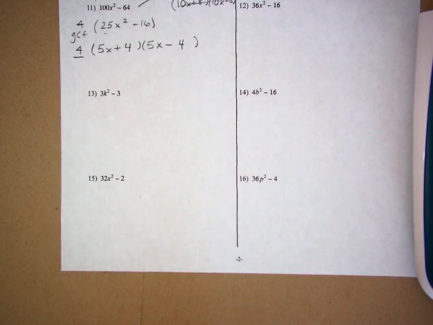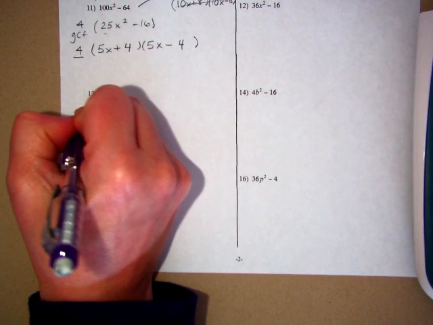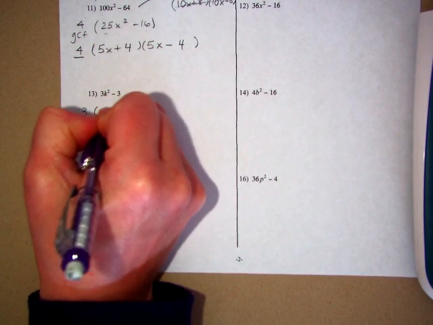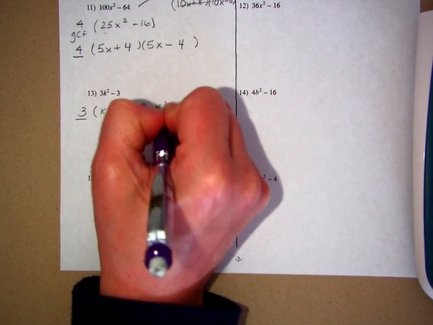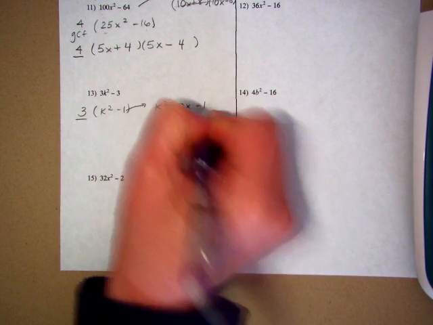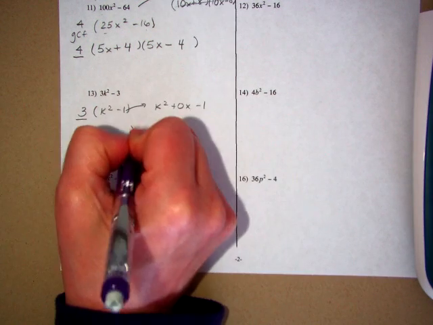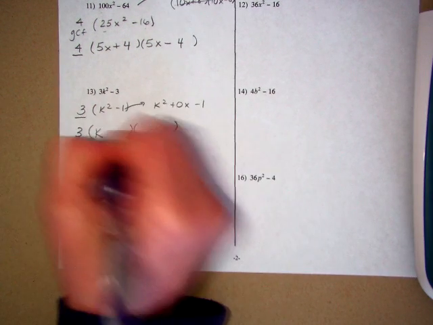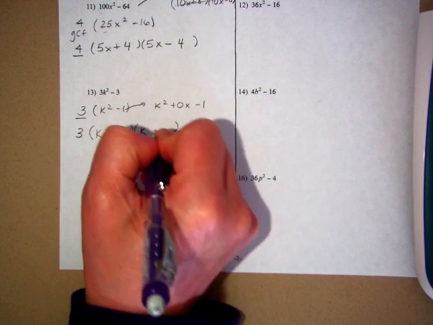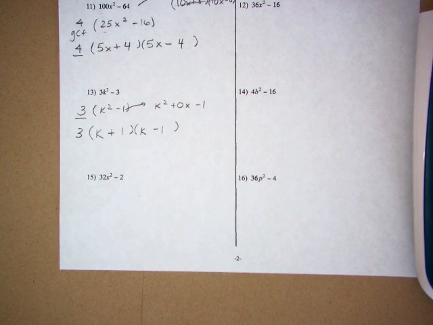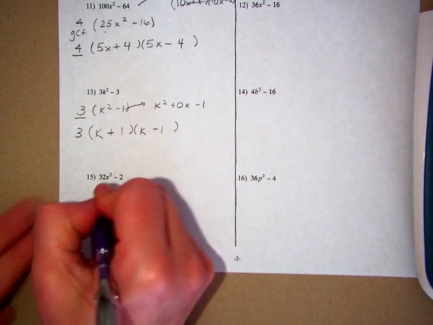Last two problems. Take out a 3, k squared minus 1. Remember, this could be k squared plus 0x minus 1. That's going to give me k and k, plus 1 minus 1, and I'm done. K squared minus 1 or x squared minus 1 comes up a lot, so you need to recognize that as difference of squares.